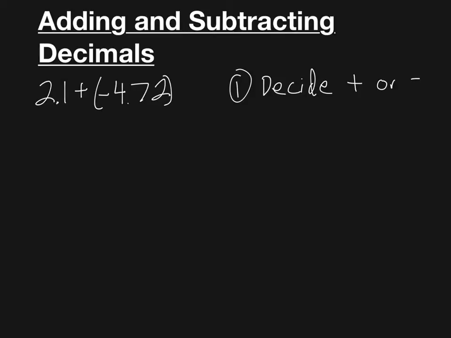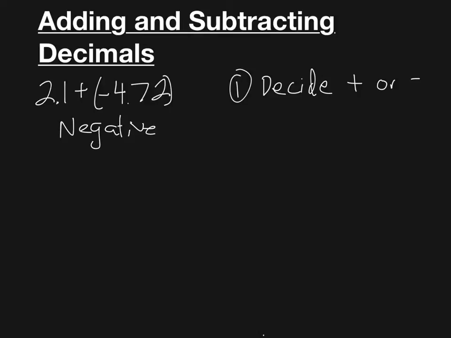Now here I have a positive 2.1 and I have a negative 4.72. And I notice that my negative number has a larger absolute value than my positive number does. So when I put these two together, I'm going to have more negative than positive. So I know my answer is going to be negative. So let's write that down right here, just so we keep track. We know the answer is going to be negative.